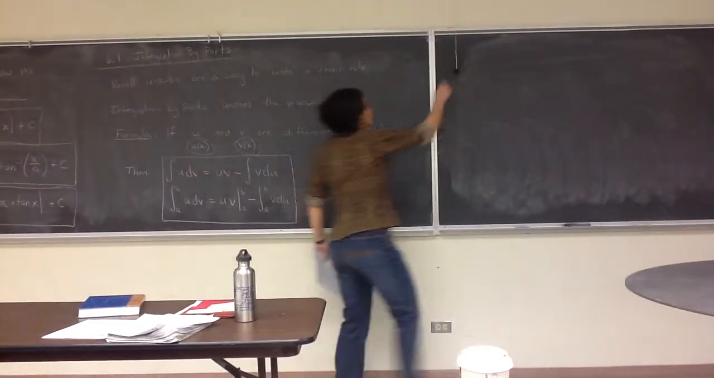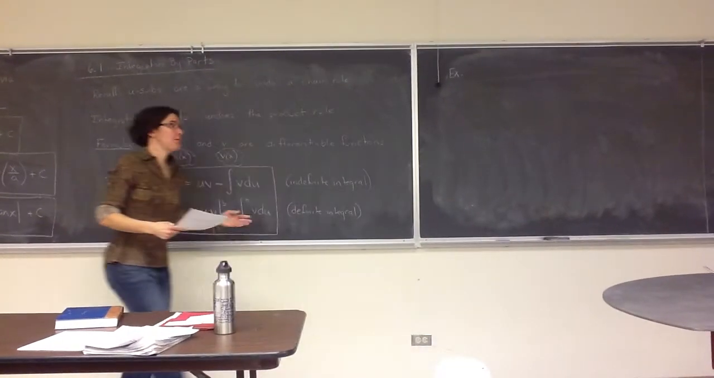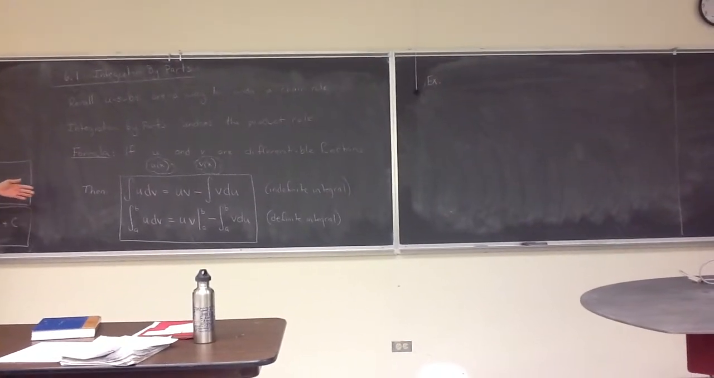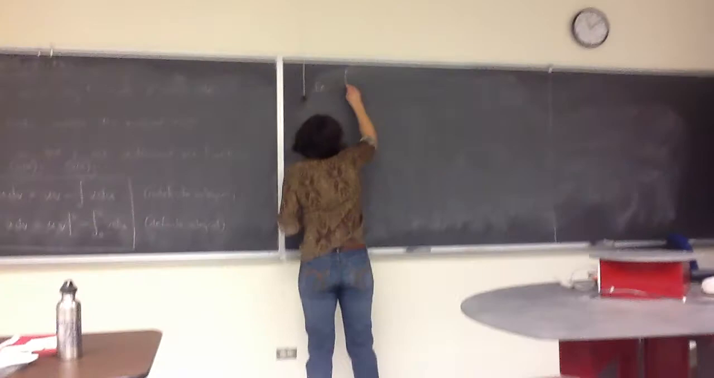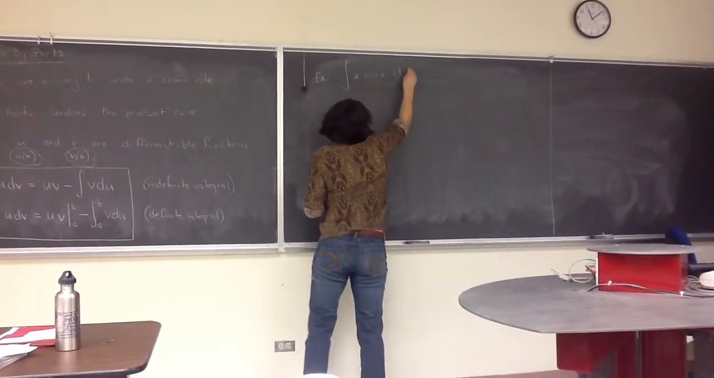Okay. So let's take a look at an example. So again, right now this formula has poof dropped out of the heavens, and we're just going to use it, and then we're going to talk about where it comes from. So here's our first example. The integral of x times cosine x dx.